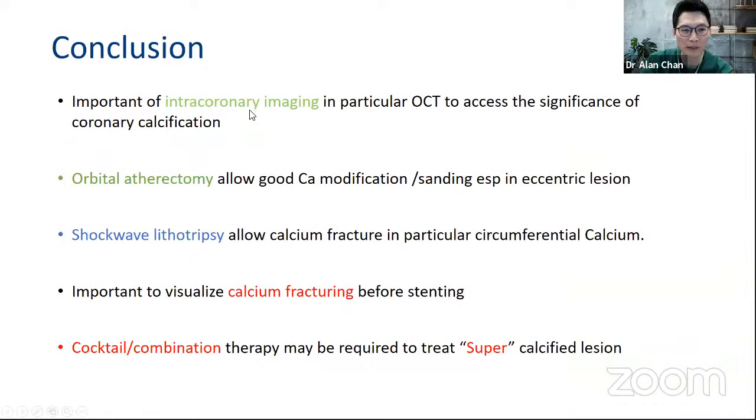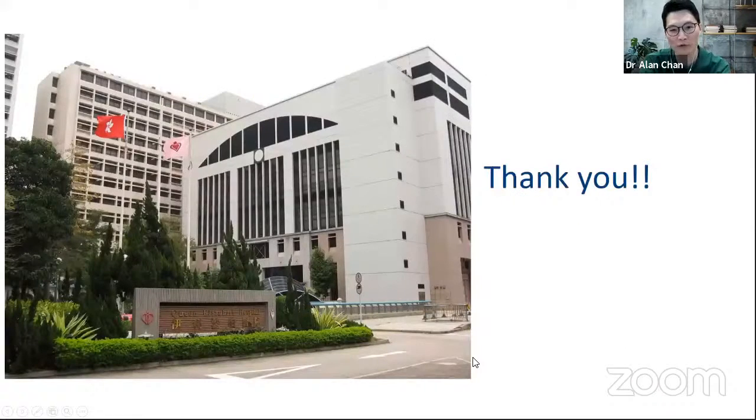So, ladies and gentlemen, in conclusion, echoing the various speakers, the importance of intracoronary imaging, in particular OCT, can help us to assess the significance of coronary calcification in high-risk PCI. Orbital atherectomy can allow good calcium modification and stenting, especially in eccentric lesions. Shortwave lithotripsy can allow calcium fracturing, in particular in concentric calcification. And it's important for all of us to understand and visualize the calcium fracture before putting in a stent. Otherwise, you will regret it. Cocktail or combination therapy sometimes may be needed to treat these super calcified enemies. So thank you very much.